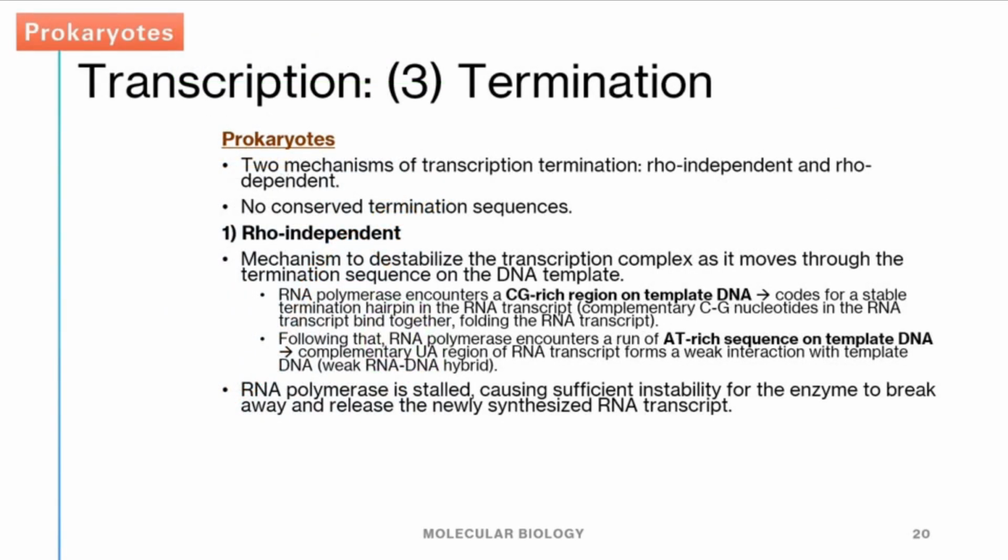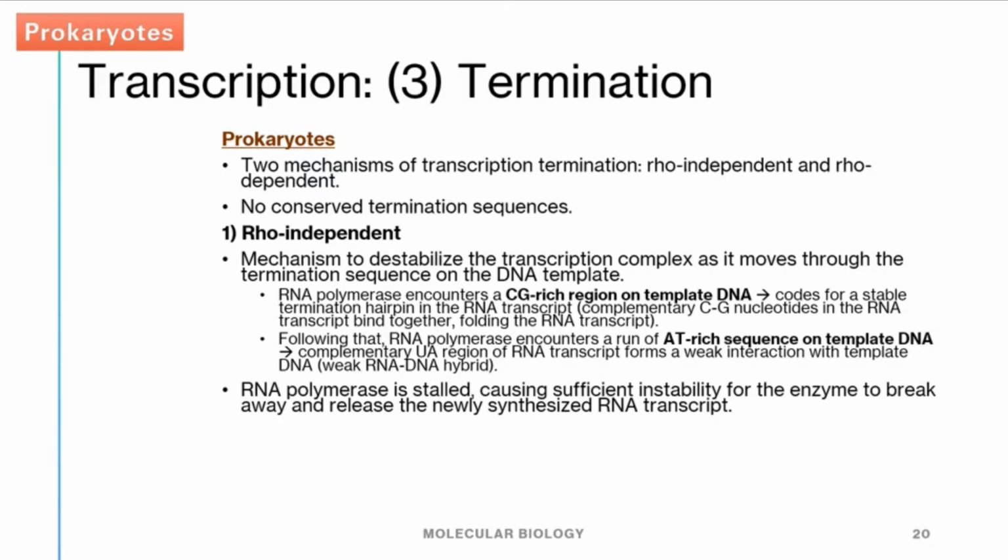In prokaryotic cells, the termination of transcription happens by one of two mechanisms: Rho-independent and Rho-dependent. In prokaryotes, there are no conserved termination sequences which the RNA polymerase always recognizes. So for the Rho-independent termination process, the mechanism is basically stabilization of the transcription complex as it moves through the termination sequence of the DNA template.